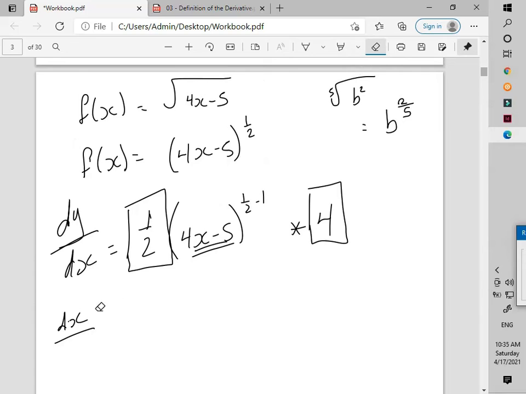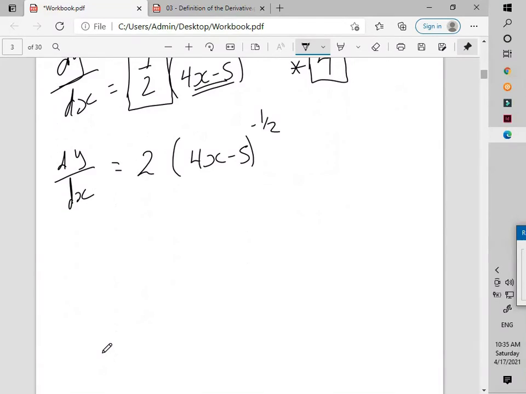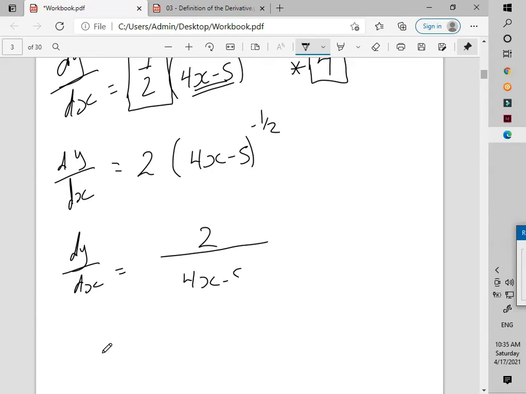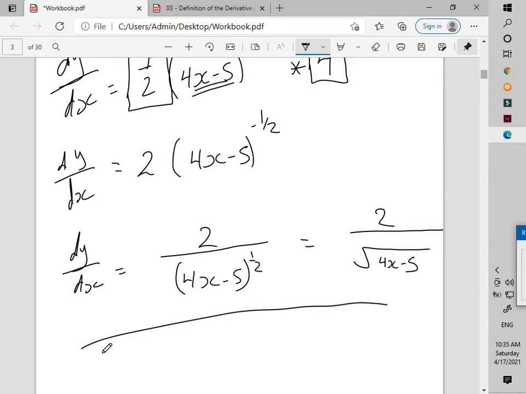Alright, so this is dy over dx is equal to a half of 4 is 2, open bracket, 4x take 5. Right now this is going to be minus a half from the earlier question. So dy upon dx is equal to 2 being divided by 4x, subtracting 5 raised to the power of a half, and this is equal to 2 over the root of 4x minus 5.